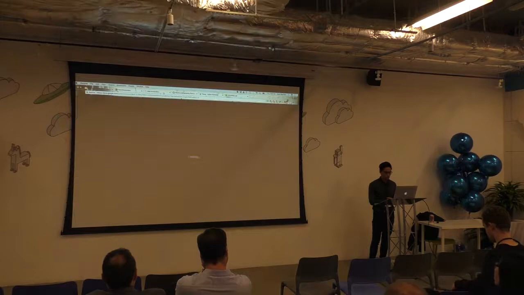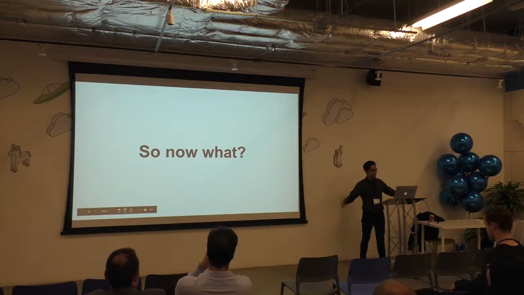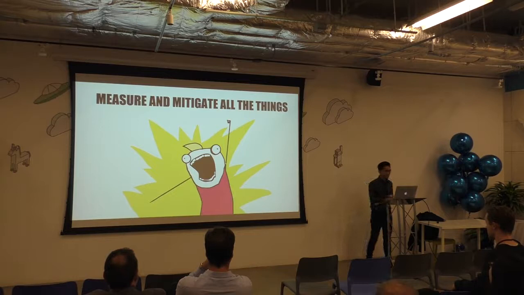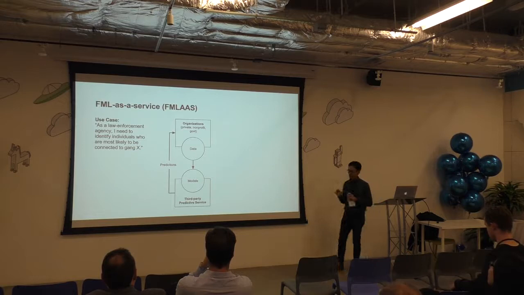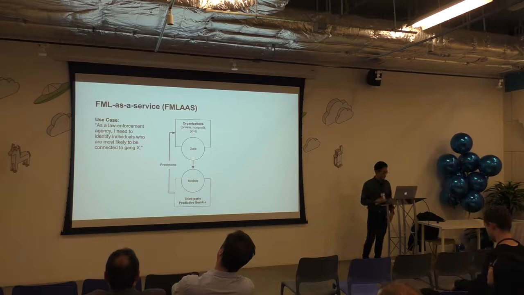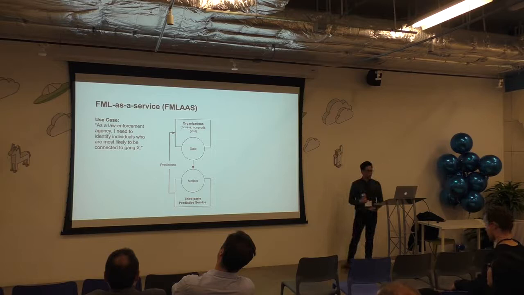Cool. All right, so great. We can measure stuff and we can de-bias algorithms, so now what? I think the thing we don't want to do is hammer everything down with this hammer. In the next couple of slides, I want to give a sketch of how an fMLI as a service might work. This is a use case. Say, as a law enforcement agency, I need to identify individuals who are most likely to be connected to a gang X, for example.